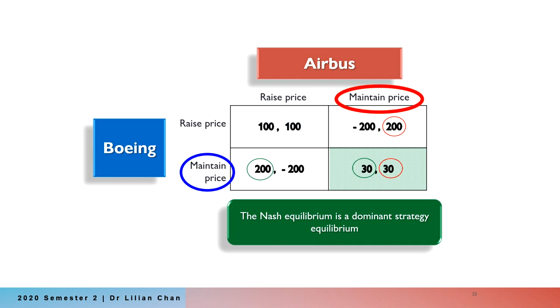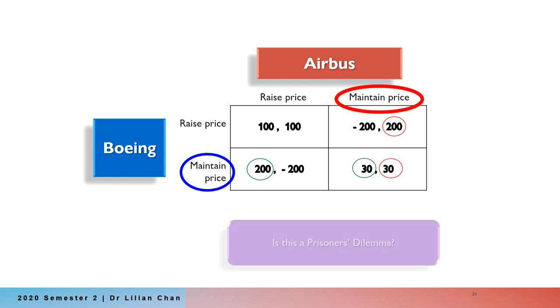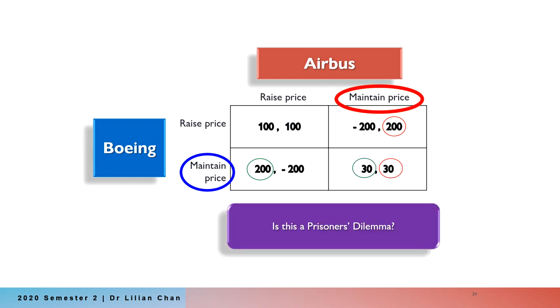So is this game a prisoner's dilemma? What do you think? The answer is yes. Because each firm can have higher profits of $100 million a year if they both raise their prices simultaneously. But this will not provide an equilibrium because each firm cannot trust the other firm to raise its price as promised. So each firm has an incentive to maintain its price if it thinks that the other firm will cheat.